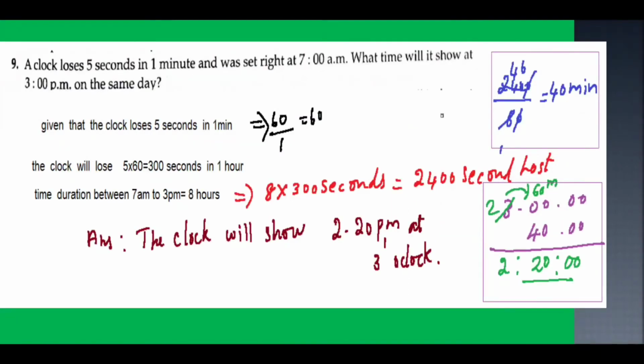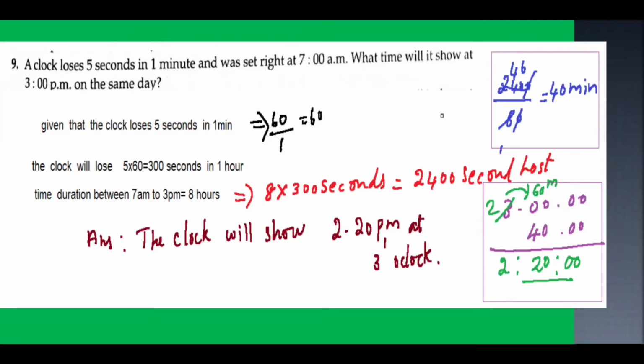So next sum, a clock loses 5 seconds in 1 minute and was set right at 7 a.m. What time will it show at 3 p.m. on the same day? Given that the clock loses 5 seconds in 1 minute, so for each minute it loses 5 seconds. So the clock will lose 5 into 60, 300 seconds in 1 hour. The time duration from 7 a.m. to 3 p.m. is 8 hours. So 8 into 300, we will get 2400 seconds, which is lost.